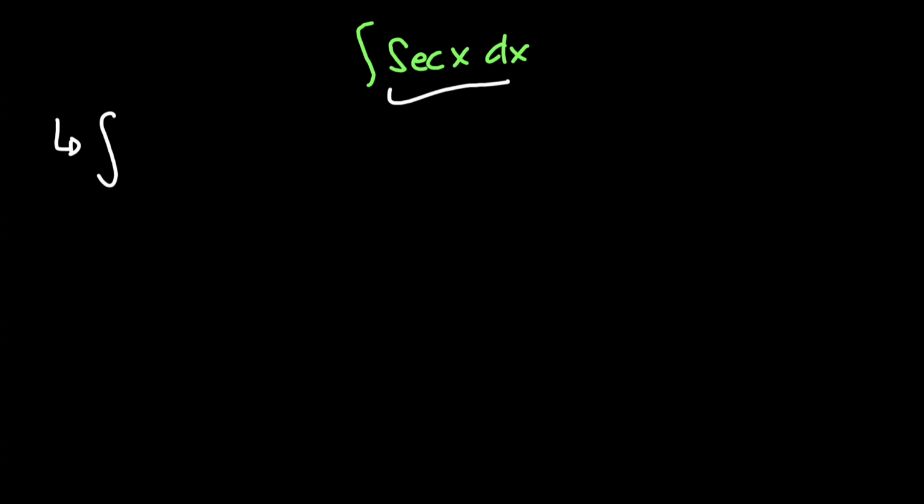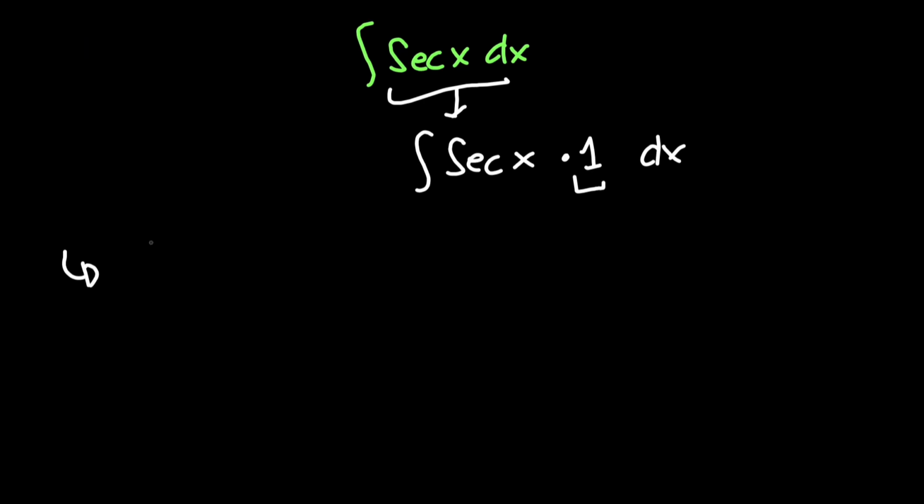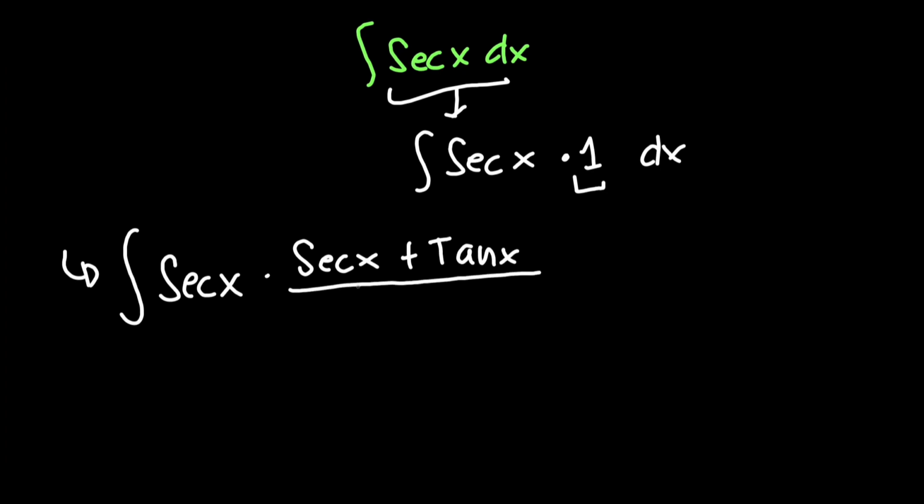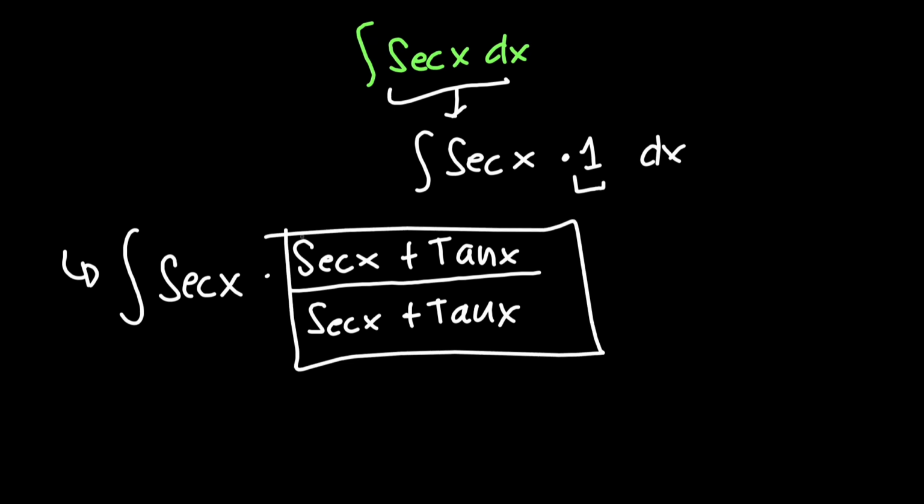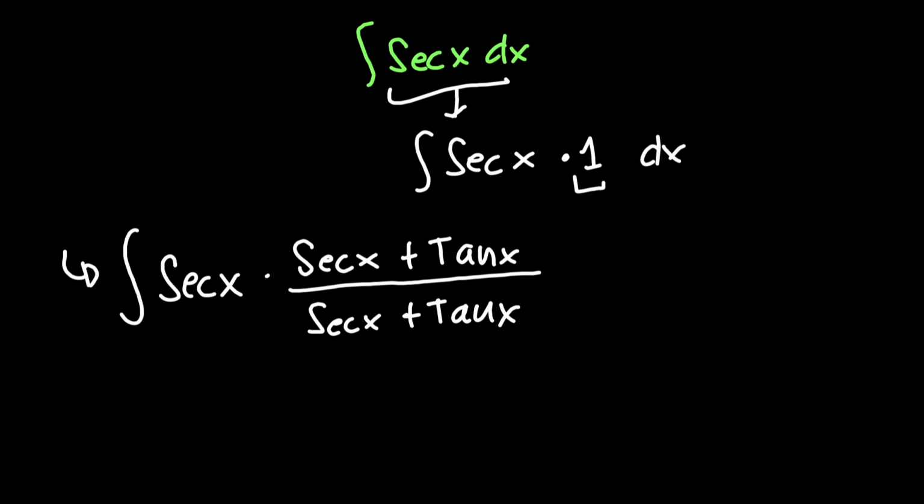Just know that this is equal to the integral of sec⁴x multiplied by 1 dx. So what we're going to do here is to make a value that is simply equal to 1. This would be the integral of sec⁴x, and that value of 1 right here is equal to sec⁴x plus tangent of x over sec⁴x plus tangent of x. If you divide this, you will have a value of 1. So we did not break the rules or something.